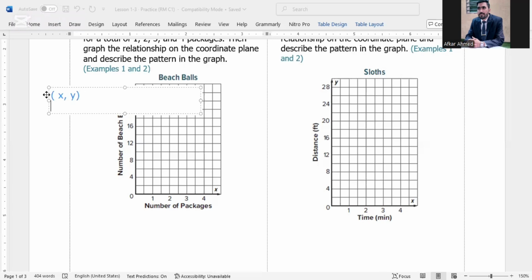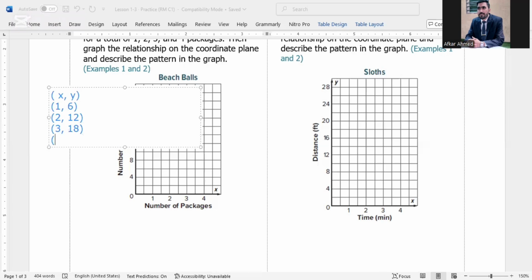Okay, now it says that in one package you have 6 balls, and in two packages how many balls will be there? 2 times 6, or 6 plus 6 will be 12. You can use both of the ways and you can find 12. And number 3, if there are 3 packages, how many balls will be there? 3 times 6 will be 18. And number 4, if there are 4 packages given in the question, you have 4 packages and you have 6 balls in each one. So 6 times 4 will be 24. Now we have all the points to make the graph.